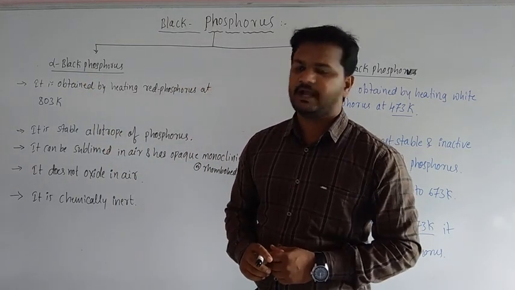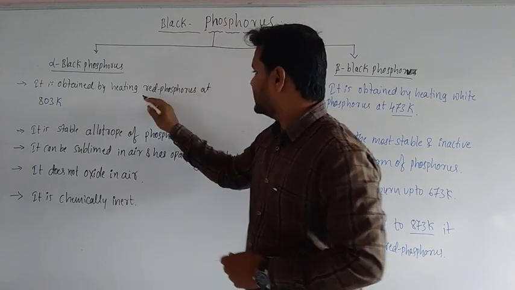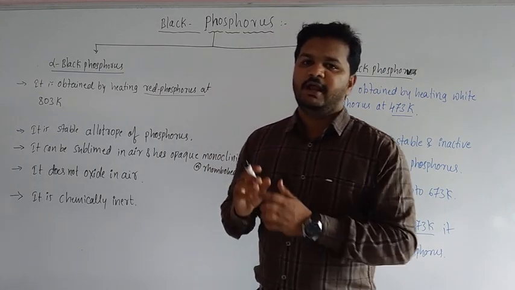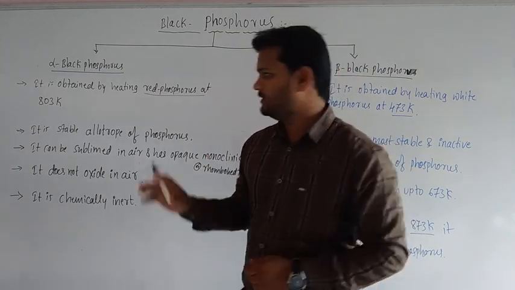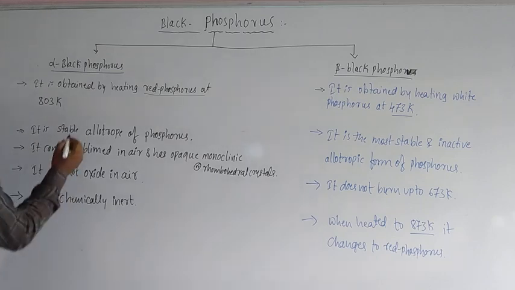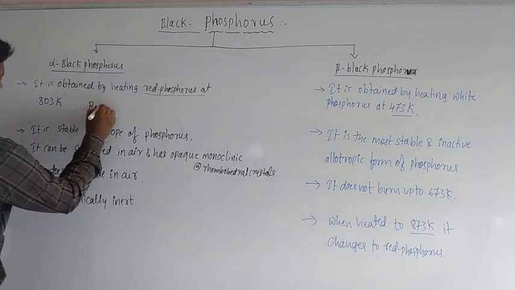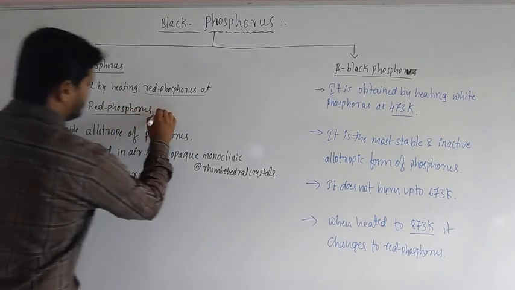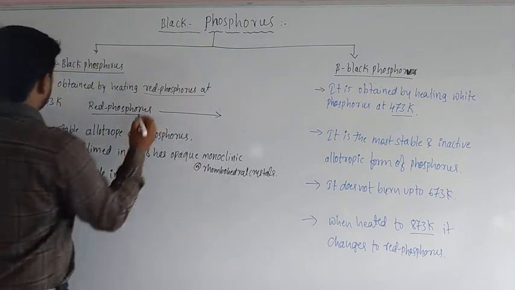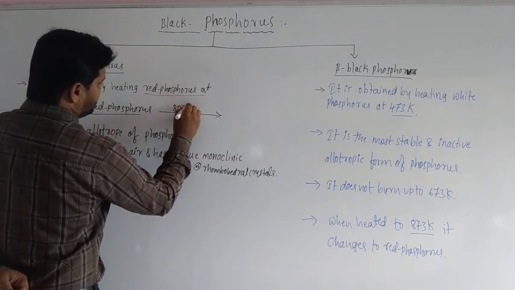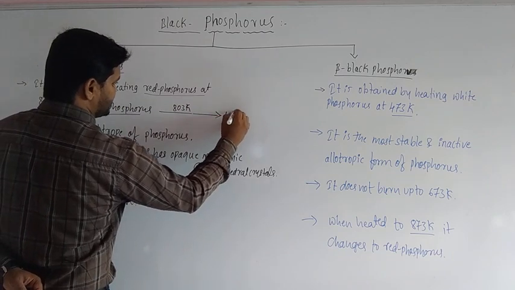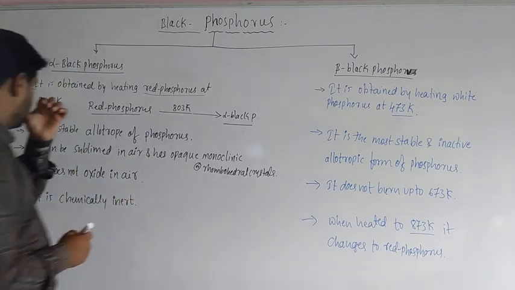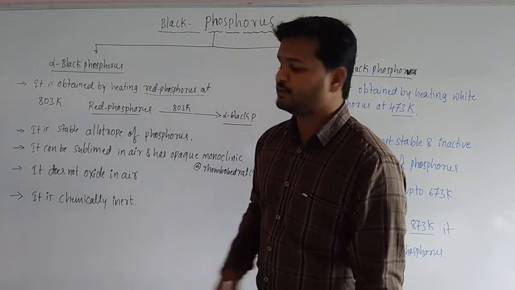Here, student, alpha black phosphorus is obtained by heating red phosphorus at 803 Kelvin temperature in an inert atmosphere. It gives alpha black phosphorus. So here, this is the preparation. Red phosphorus, heated in an inert atmosphere at 803 Kelvin temperature, gives alpha black phosphorus.